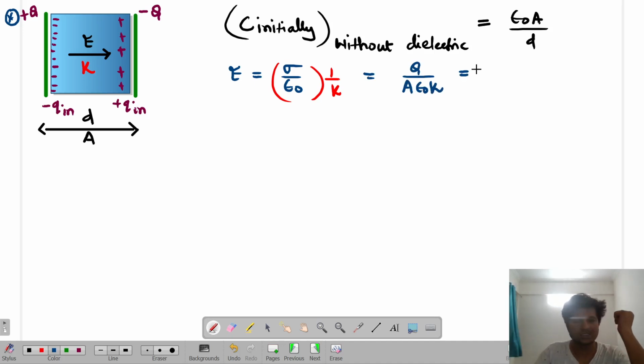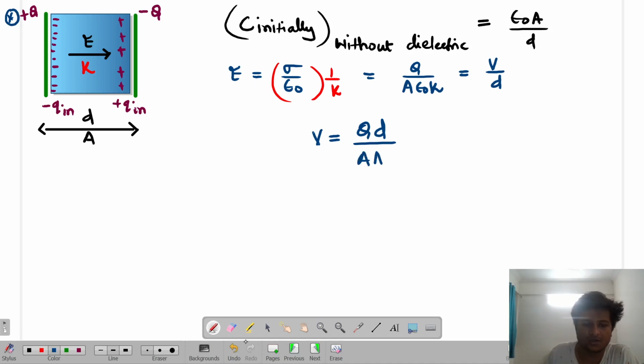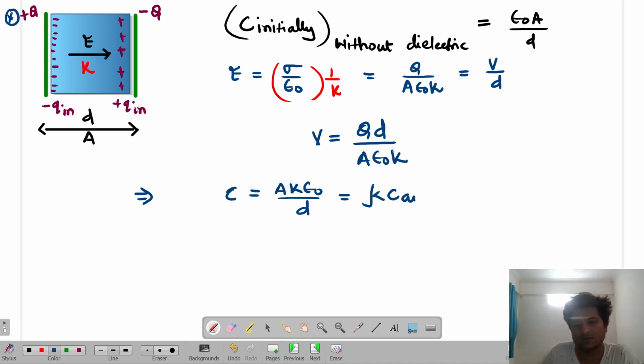And that is equal to the change in potential by distance D, because these are two equipotential surfaces. So V I got as QD by A epsilon naught K when you introduce the dielectric. And Q is equal to CV. So this implies that C is equal to AK epsilon naught by D, which implies that the new capital C is K times C in air.